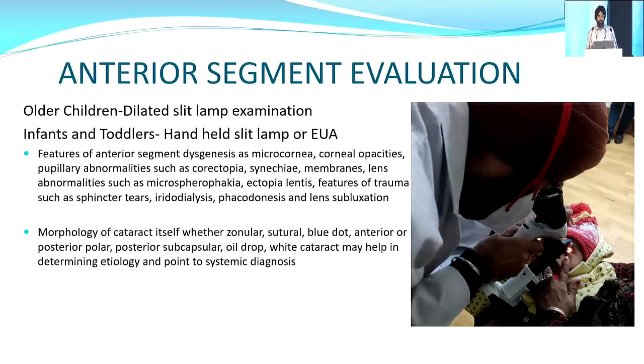You could get a lot of information, what you would get on a routine slit lamp examination for an older child. So you should look for all these features like microcornea, corneal opacities, synechiae, membranes, all the abnormalities like features of PFE, anterior PFE, any subluxation, a morphology of the cataract. If it's not white, probably you would be able to make out.